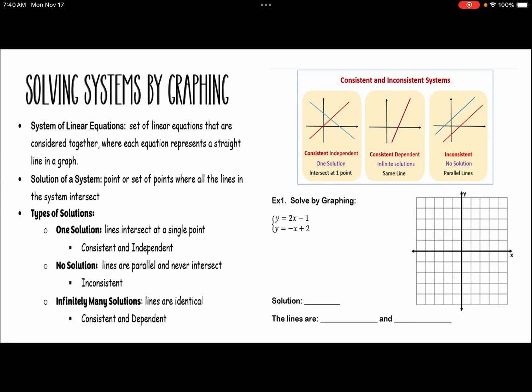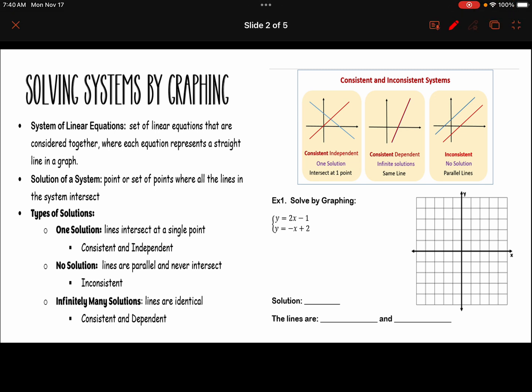Today we're going to be solving systems of equations by either the graphing method or the substitution method. These are the two methods that you did last year in Math 8, so this is a review. So first, let's just go through the vocab and remind ourselves.